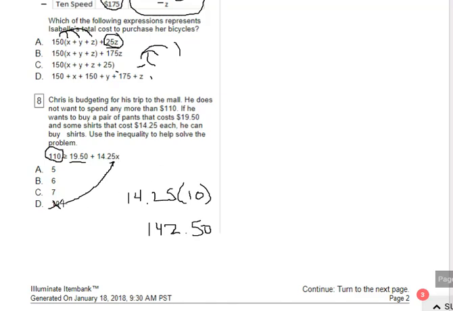And so if I buy 10 shirts, what do you know? I've already gone over my $110 budget. So D is wrong.